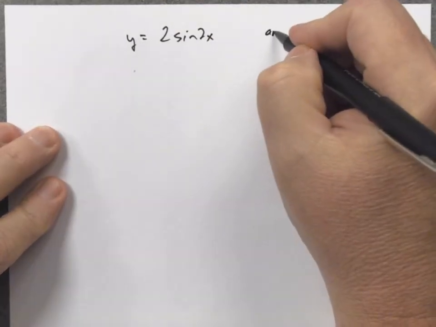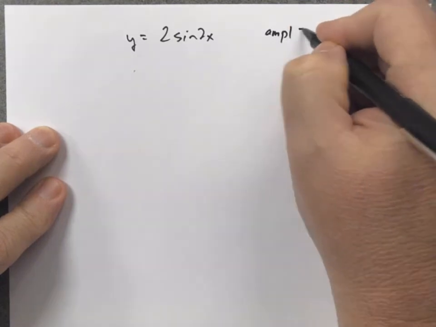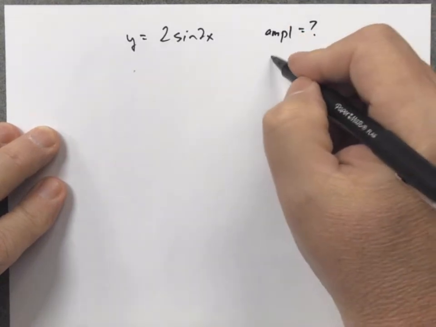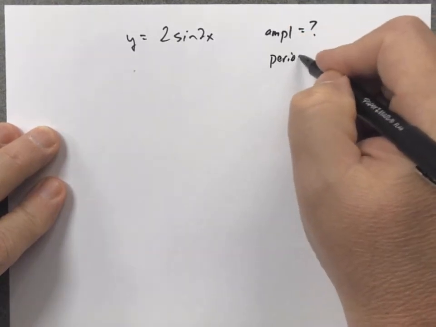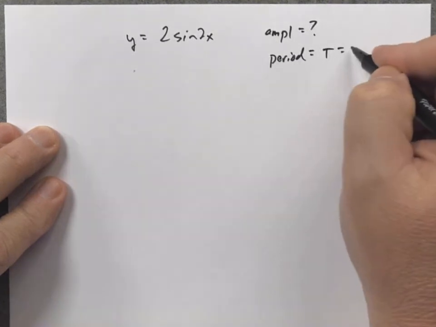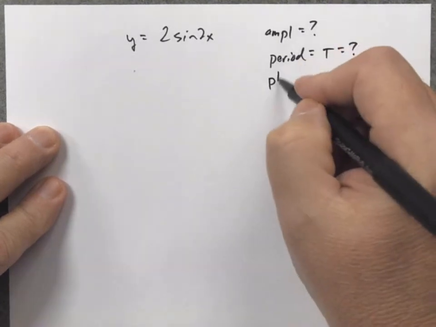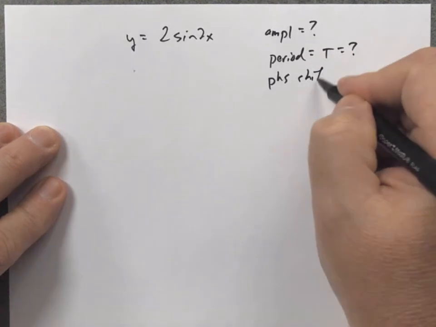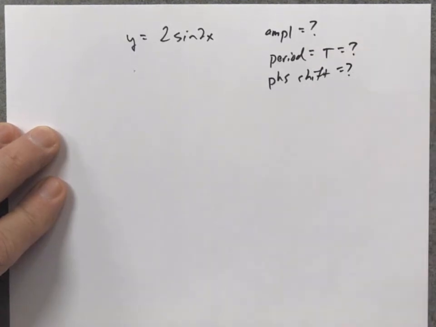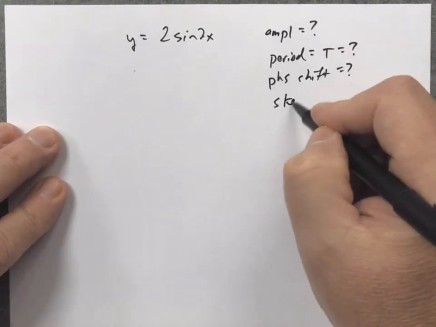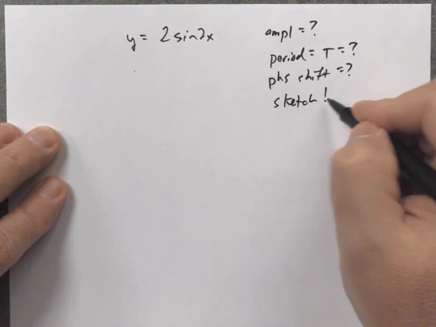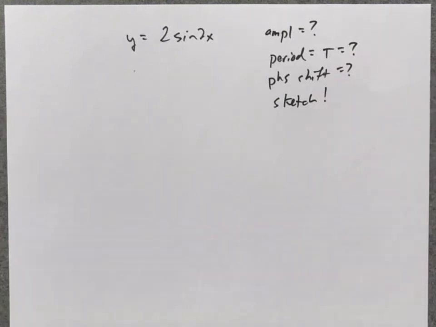And here are the questions they always ask. What's the amplitude? What's the period, which we also call capital T? What's the phase shift? And then they always finish by saying, go ahead and sketch the graph represented by this equation.